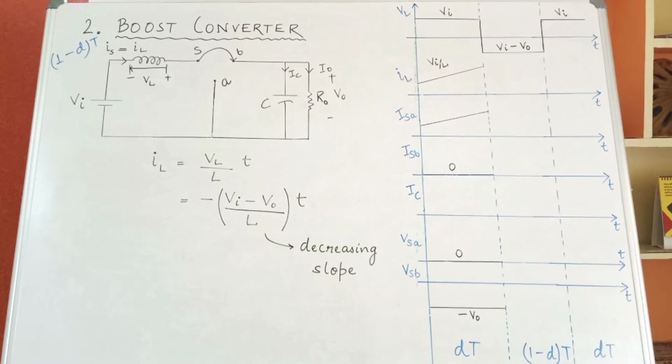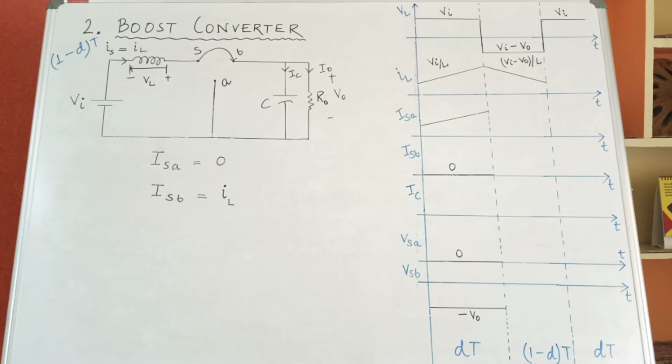Next, calculating the value of IL during this period. You know IL is equal to VL by L into T, and substituting the value of VL as calculated as minus of Vi minus V naught in the equation. So we can find our y equal to mx equation again, but it is having a decreasing slope because the value of VL is negative. Thus I have shown IL as a straight line having a decreasing slope of minus Vi minus V naught by L during the 1 minus dt period.